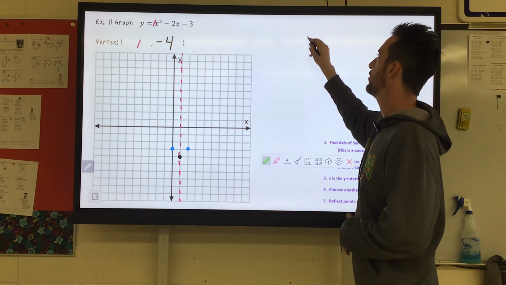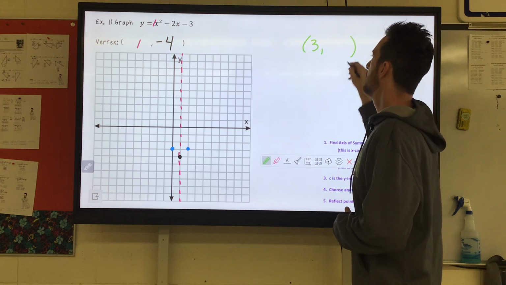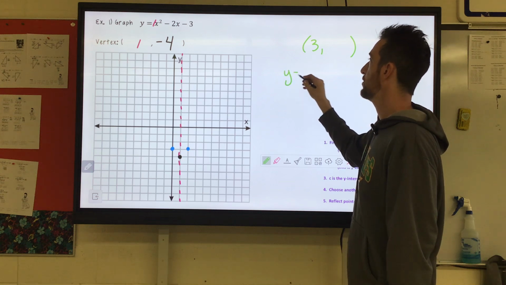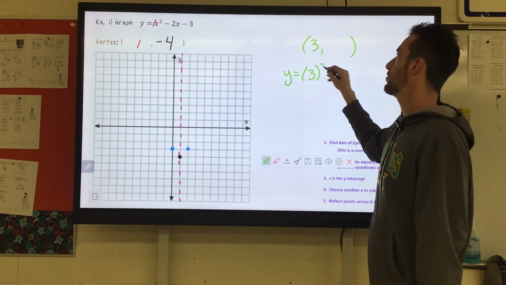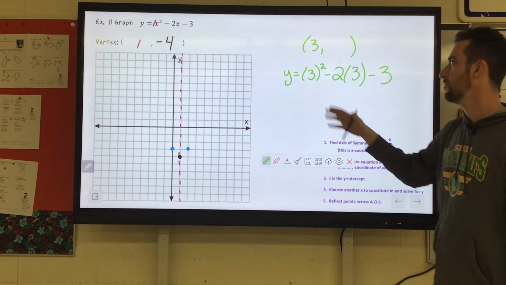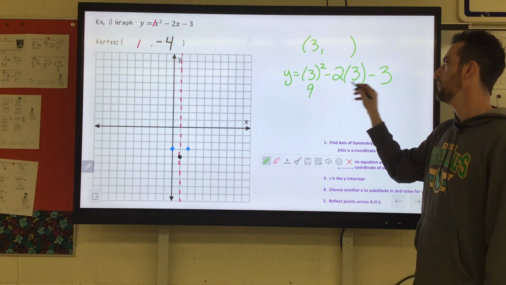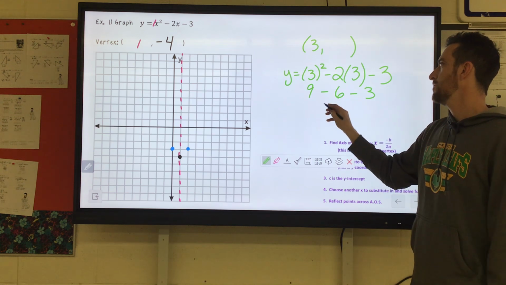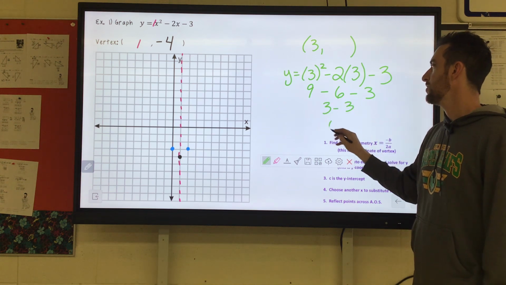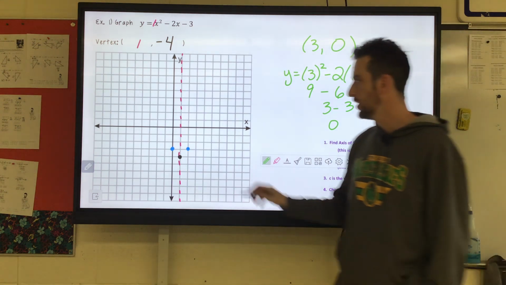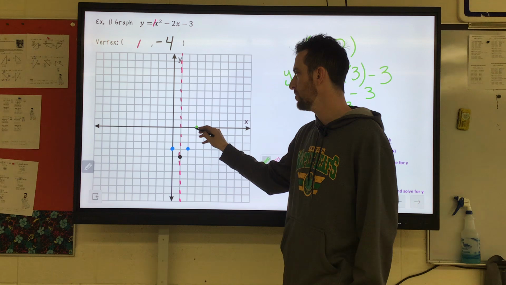If we put in 3 for x, whatever we get out becomes the y-coordinate. So y equals 3 squared minus 2 times 3 minus 3. 3 squared is 9. Negative 2 times 3 is negative 6. 9 minus 6 is 3. Minus 3 is 0. So when we put in 3, we got out 0. So you can give yourself a coordinate at 3, 0.